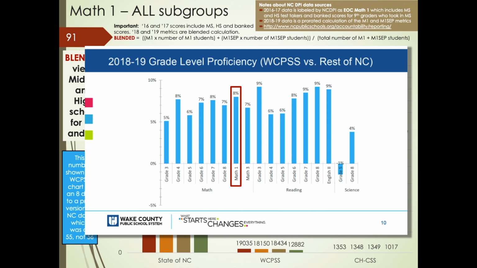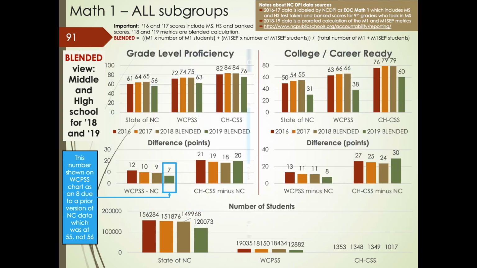7. But again, the point here is that the number shown on this delta chart is the Wake County calculation of a blended number, which reflects all the Math 1 test takers, middle school and high school, and excluding bank scores. But since we have the other metrics available, I think it's important to understand what those are, and that's what we're going to do here in a moment.